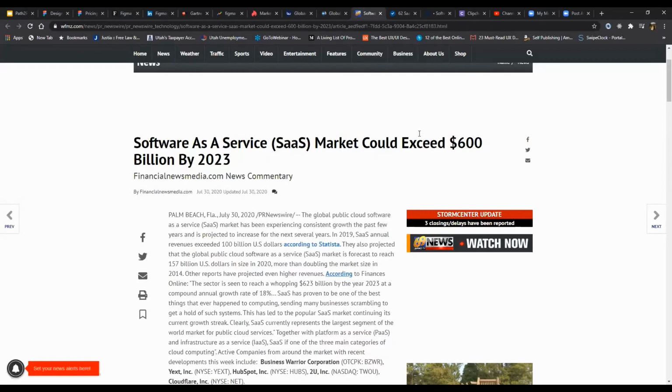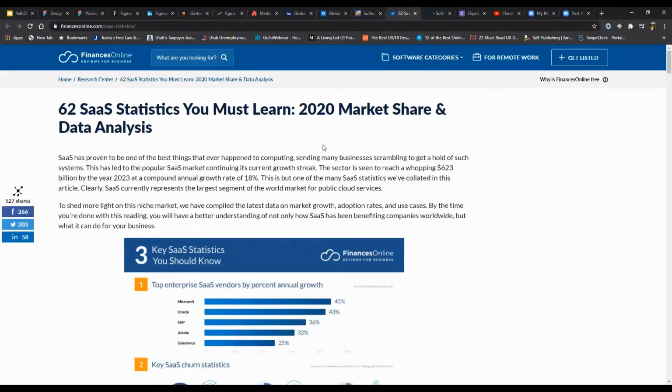What does that even mean, right? Well, in 2019, SaaS annual revenues exceeded 100 billion. It's a pretty large jump considering how long SaaS has been around, that we're still looking at a 6x jump in a matter of 4 years when SaaS has been around for a while. All right, so if you keep going, 623 billion. So this is kind of saying some of the same stuff.